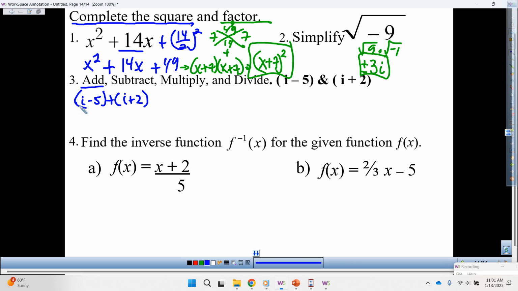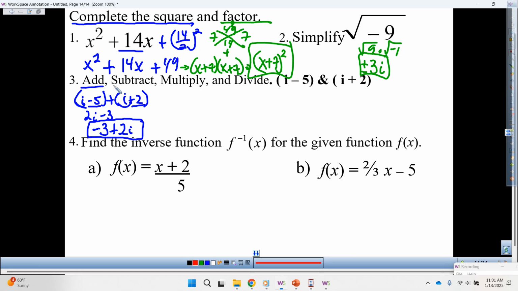So combine like terms. What is i plus i? 2i. What is negative 5 plus 2? Negative 3. However, who remembers what to do with this? Can we leave it like that? No, Mr. Q, the i goes at the end. All right, negative 3 plus 2i. This is my complex number. i goes at the end. i goes at the end. Mario, got that? All right.